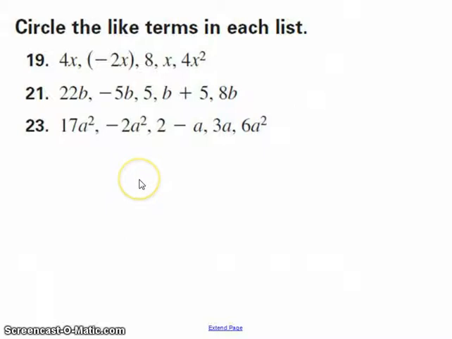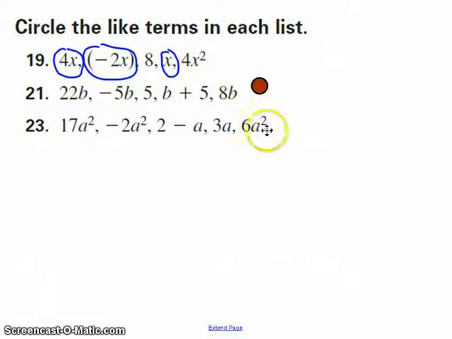Okay, so now applying these ideas. I'll do 19, and in a minute I'm going to ask you to do 21 and 23. For 19, the like terms are the ones that have the same variable and the same exponent. And that's 4x and negative 2x and x. I'm going to ask you to hit the pause button, and when you come back, I'll show you the answers to 21 and 23.